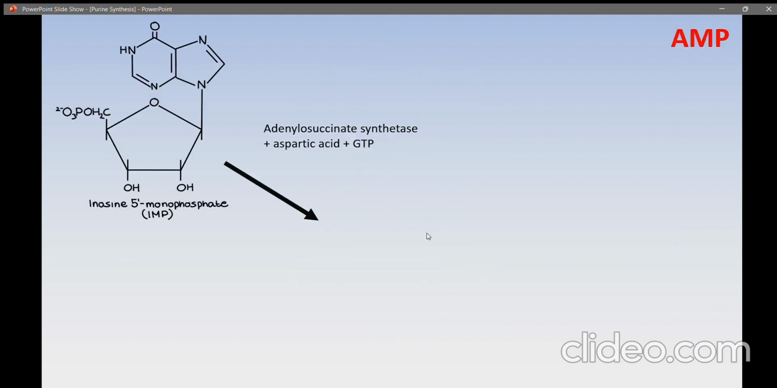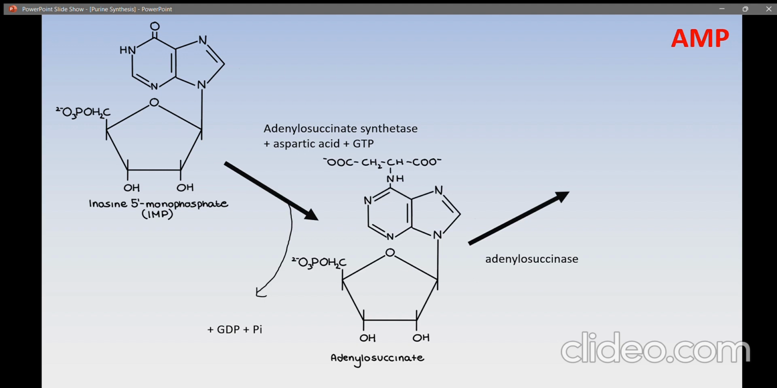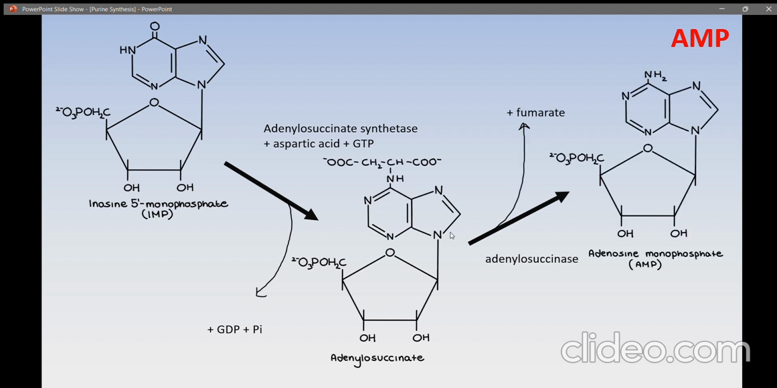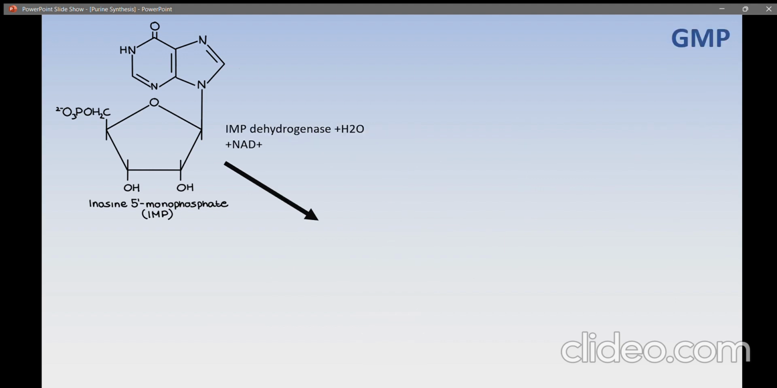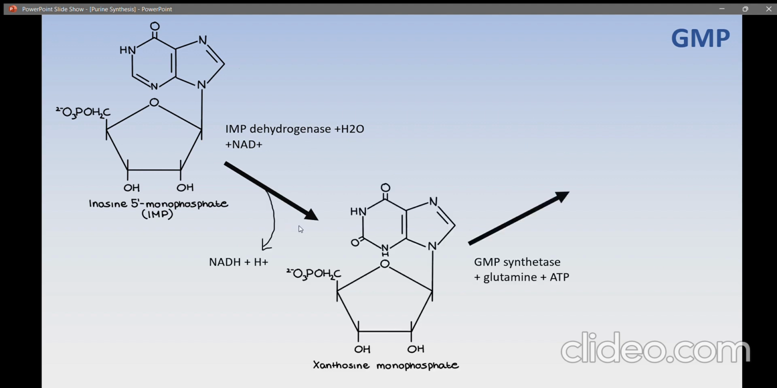For AMP, aspartic acid and guanosine triphosphate are used by adenylosuccinate synthetase to form adenylosuccinate, which is catalyzed by adenylosuccinate lyase to form AMP, the end product. For GMP, water and nicotinamide adenine dinucleotide are used by IMP dehydrogenase to form xanthosine monophosphate, which is then catalyzed by GMP synthetase alongside ATP and glutamine to form GMP, the end product.